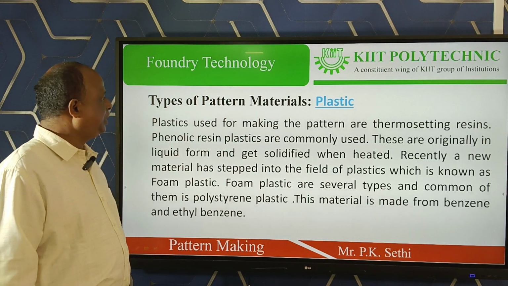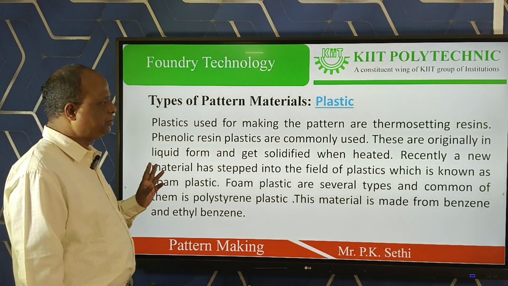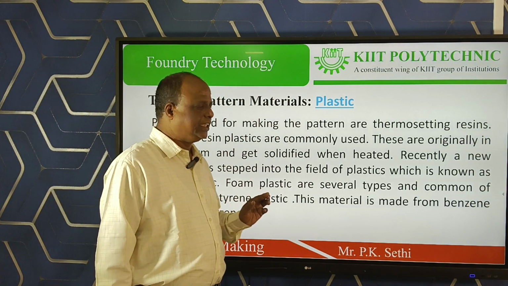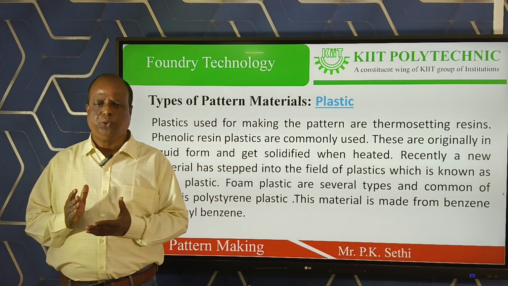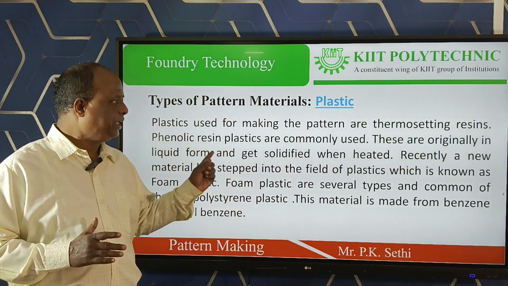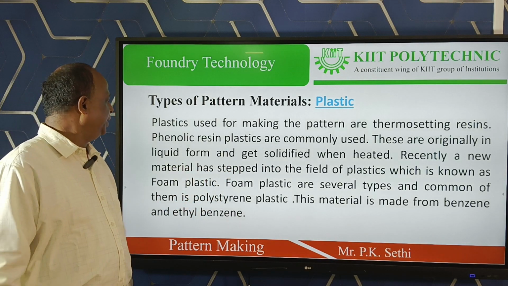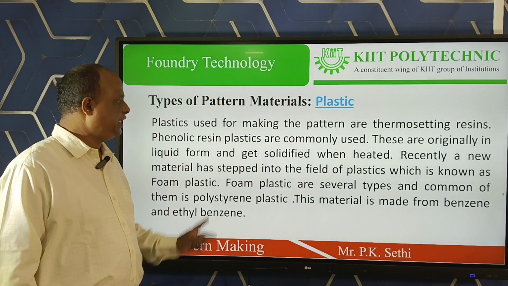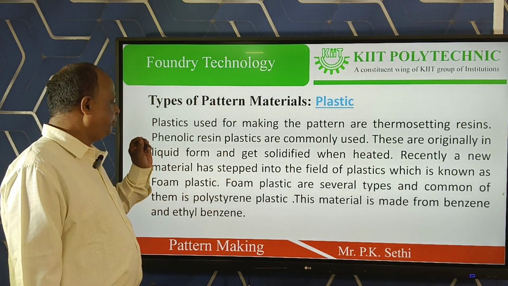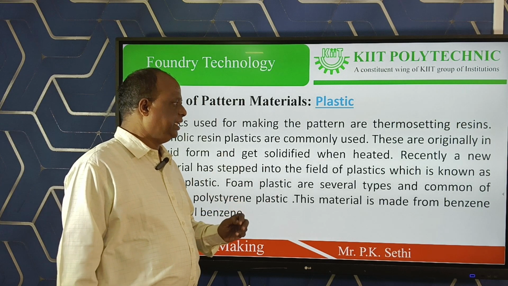And the next one is plastic. So plastic is used for making the patterns. There are two types of plastic: one is thermosetting, another is thermoplastic. Generally, thermosetting plastic types are used for making the patterns. They are generally present in liquid form and get solidified when heated.